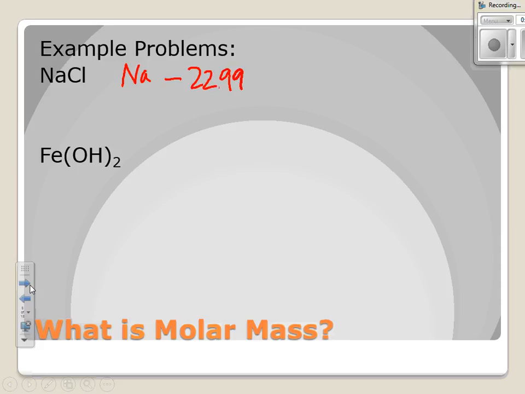22.99. Now, for the chlorine, what does it say its mass is on the periodic table? Looking over here, it says what? 35.45. And there's only 1 chlorine as well. So now what you're going to do, you're going to take those and add them up. And what do you get as a total mass here?